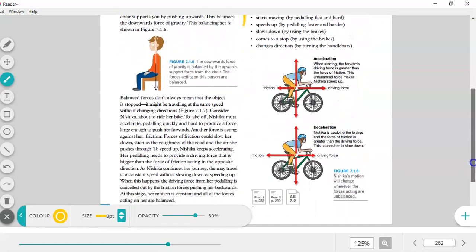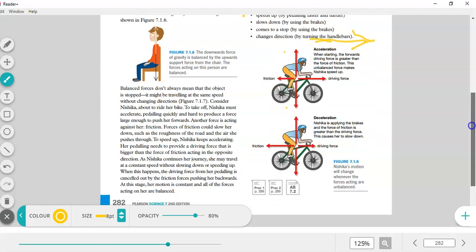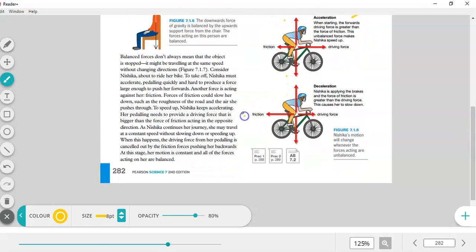Now, when the bike is moving forward, accelerating or changing speed to go forward, then the driving force is greater than the friction. The other two forces are equal. When it's slowing down, the friction force is greater than the driving force, so it's changing speed or decelerating. And we indicate that by the length of the arrows. The length of the arrows, very important.